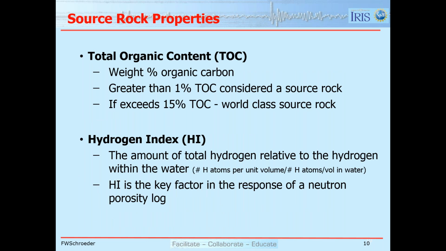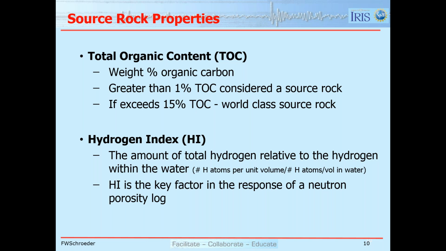The property that we associate with a source rock is the total organic content, TOC. And as I mentioned before, that's a weight % of organic material within a given sample of rock. If a rock has greater than 1% total organic carbon, then it's considered to be a potential source rock. We do have some source rocks that have over 15% total organic carbon, and these would be world-class source rocks.